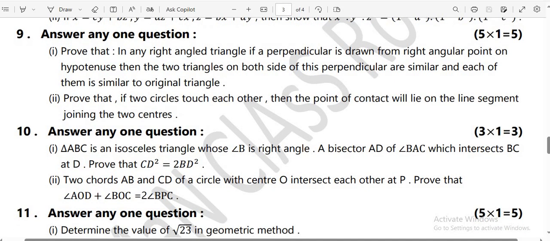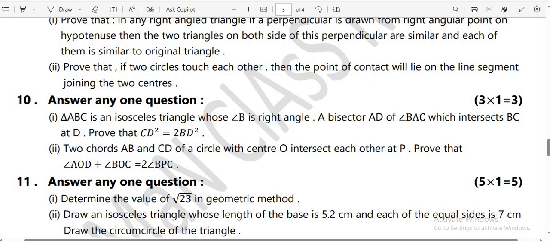Question number 11. Answer any one question. 5 into 1 is equal to 5. Each question carries 5 marks. Question number 1. Determine the value of root over 23 by the geometric method.